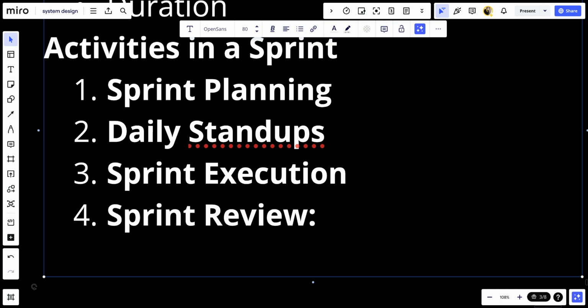Number four, we have a sprint review. At the end of the sprint, the team holds a sprint review meeting to demonstrate the completed work to stakeholders and discuss what was accomplished versus what was planned.